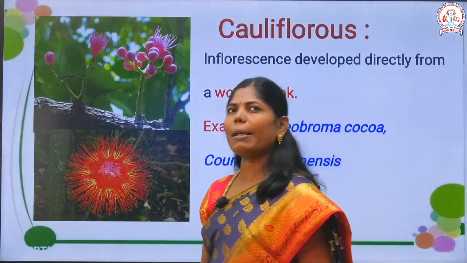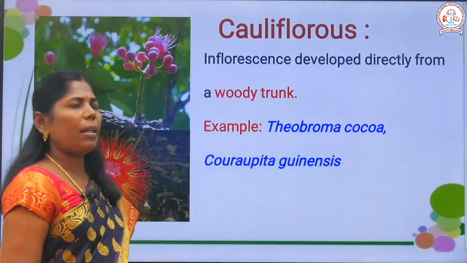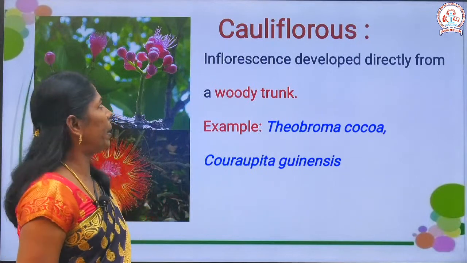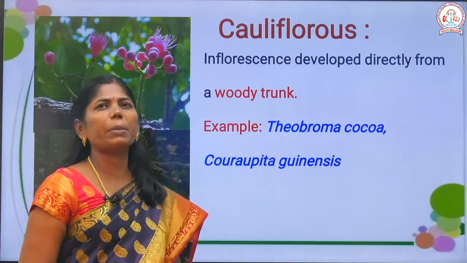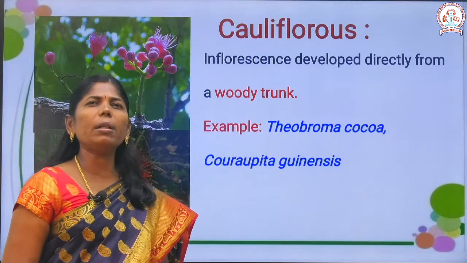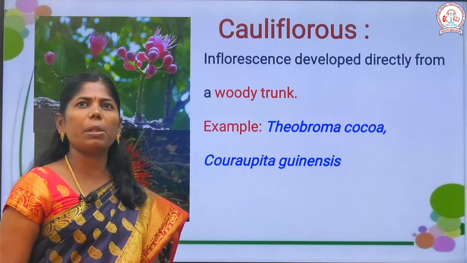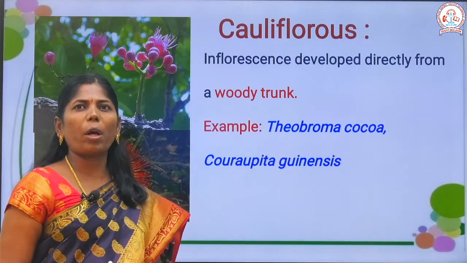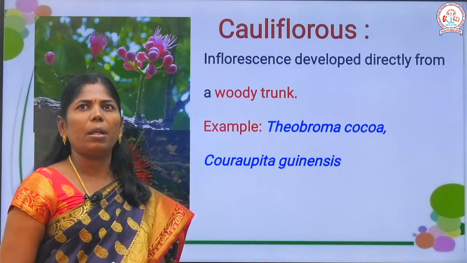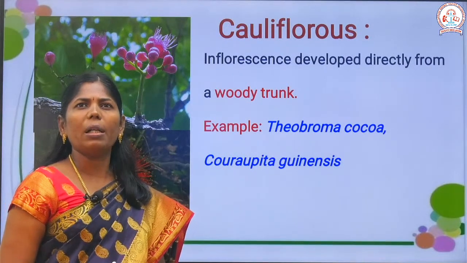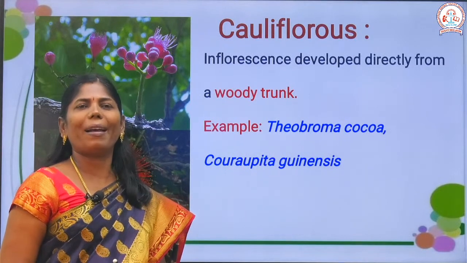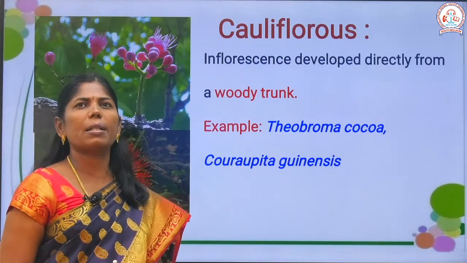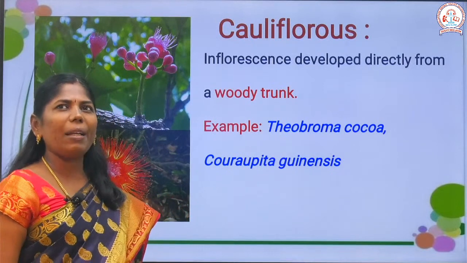So, another one is cauliflorous flowers. Cauliflorous means the inflorescence developed directly from the woody trunk. Examples are Theobroma cacao and Couroupita guianensis. Theobroma cacao, next Couroupita guianensis. Those are the examples for cauliflorous flowers.